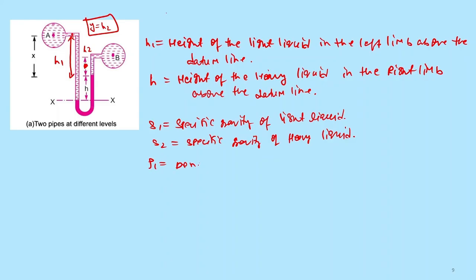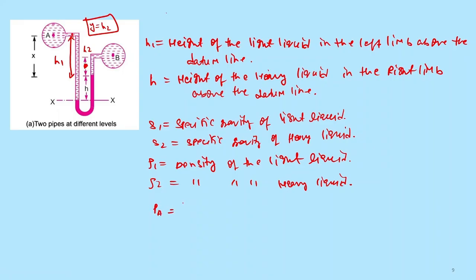And rho 1 equal to density of the light liquid, rho 2 equal to density of the heavy liquid. PA is the pressure intensity in left limb and PB equal to pressure intensity in right limb.